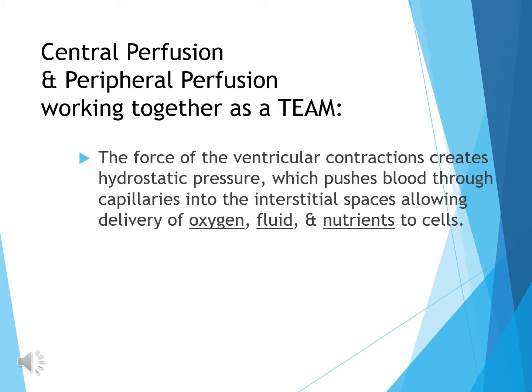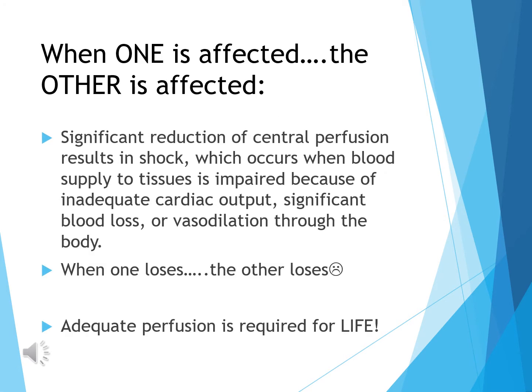The force of the ventricles' contractions creates hydrostatic pressure, which pushes blood through capillaries into the interstitial spaces, allowing delivery of oxygen, fluid, and nutrients to all of our cells. When one is affected, the other is affected. Significant reduction of central perfusion results in shock, which occurs when blood supply to tissue is impaired because of inadequate cardiac output, significant blood loss, or vasodilation throughout the body. When one loses, the other loses. We need to remember that adequate perfusion is required for life.